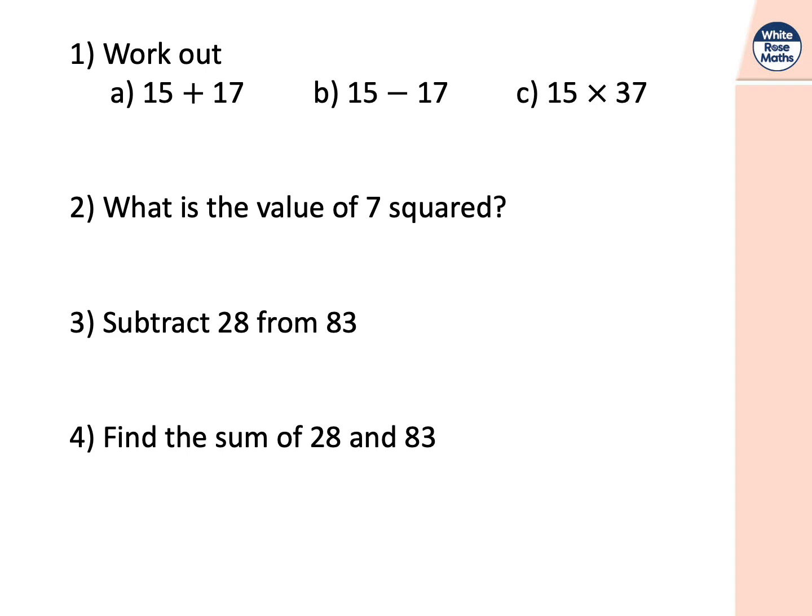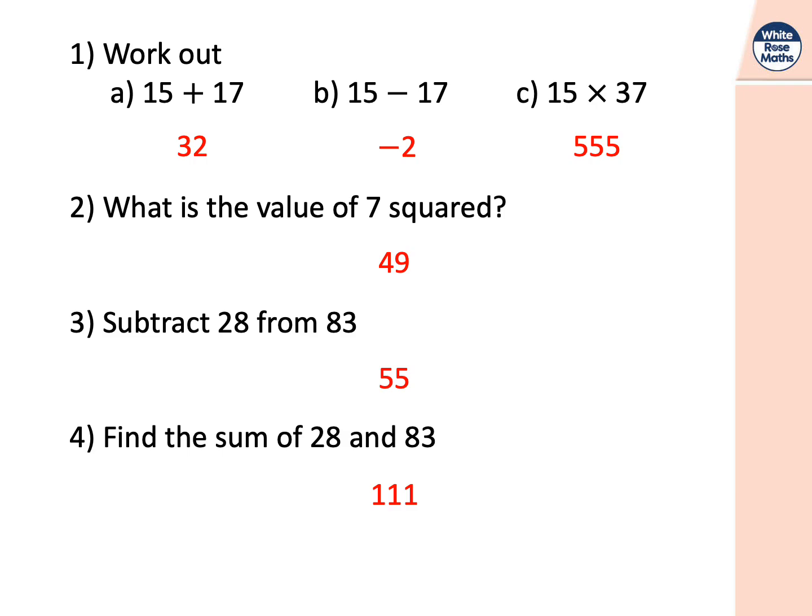Here are the answers. In question 1, we just needed to do 3 calculations. In question 2, we needed to work out the value of 7 squared. 7 squared is equal to 7 multiplied by itself, which is equal to 49. In question 3, we needed to subtract 28 from 83. So the calculation that you will have performed is 83 subtract 28.